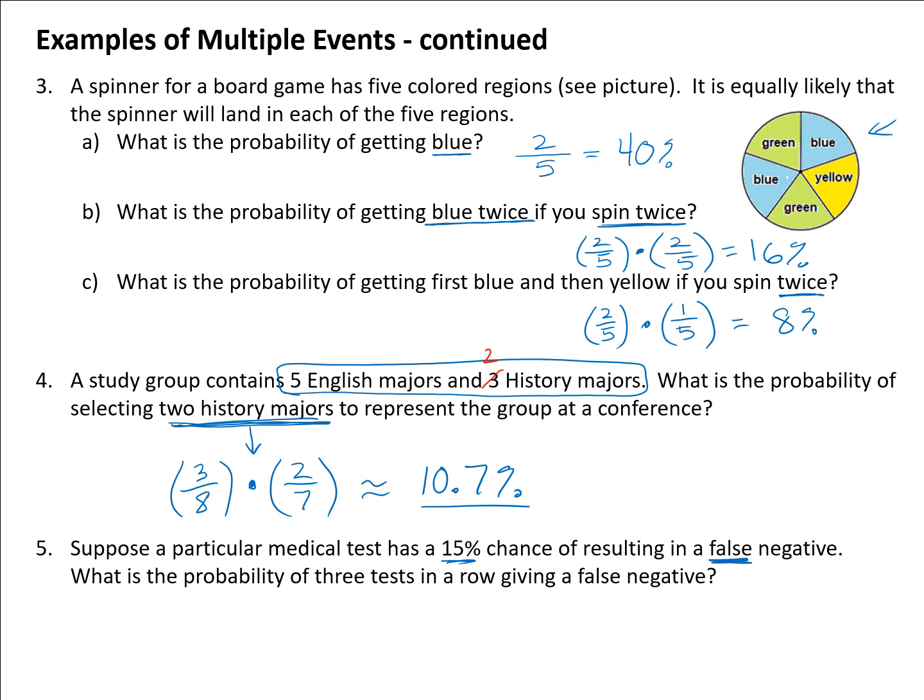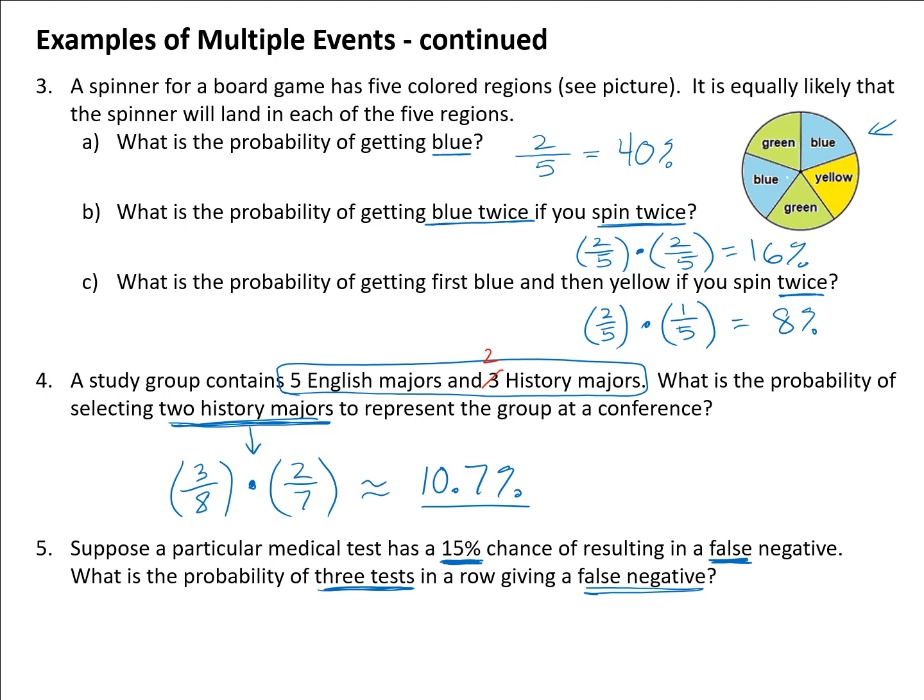Well, let's investigate the probability of 3 tests in a row giving a false negative. Now, in our previous examples, we knew the data or the situation involved in coming up with a single probability. Here we don't. We don't know how this 15% chance of resulting in a false negative came to be. There was probably lots of experimentation that went into it. There may have been thousands of examples that were used to come up with that 15% chance. All we know is the 15% chance.